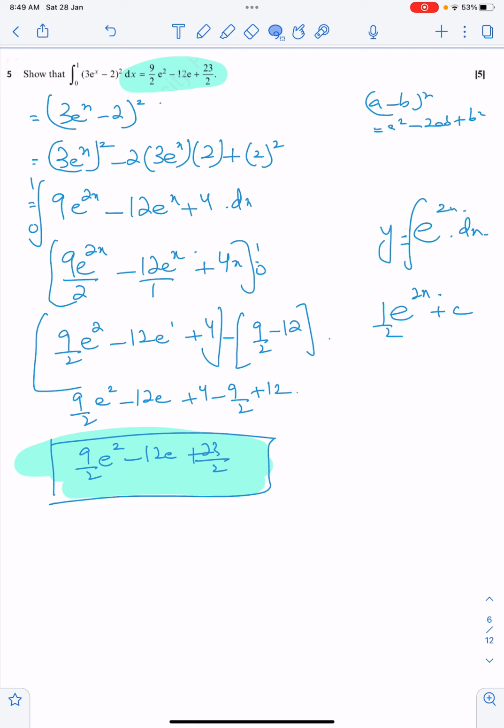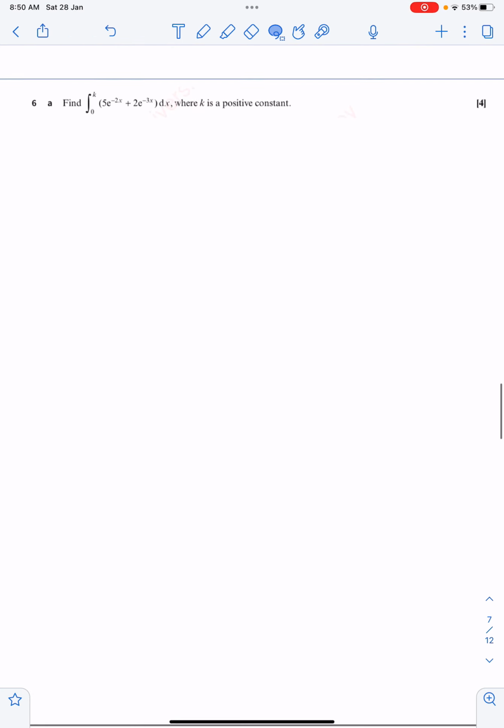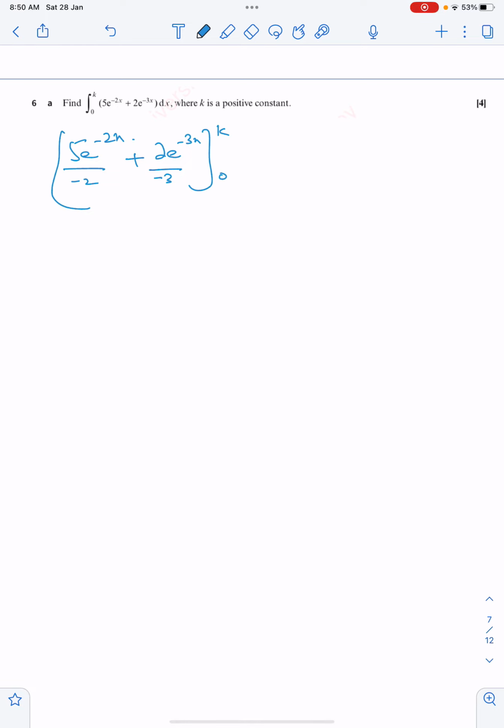Okay, moving on to this one. You're supposed to integrate it and find the integral of this where k is a positive constant. Let's integrate this first: 5e^(-2x) divided by minus 2 plus 2e^(-3x) divided by minus 3. And we have to put the boundaries of k and 0.